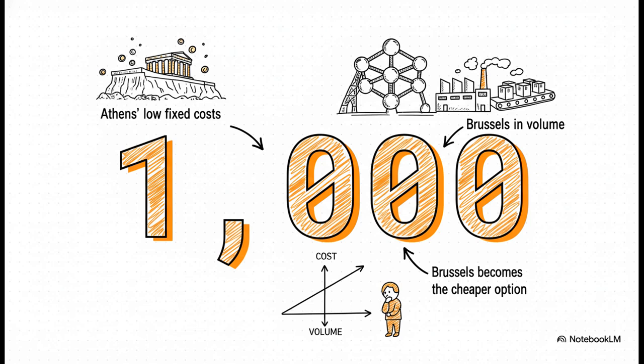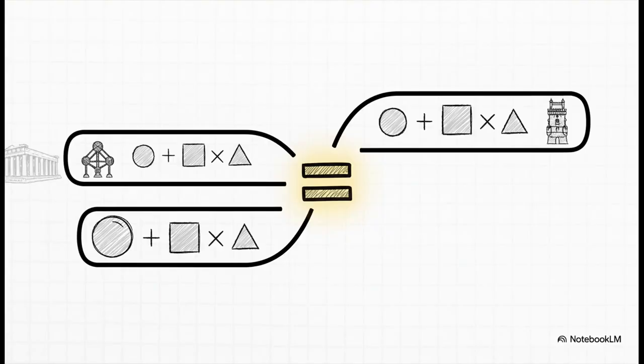So what does that mean? It means if you think you're going to make fewer than 1,000 units, Athens, with its low fixed costs, is the winner. But the moment you make unit number 1001, boom, Brussels becomes the cheaper option. Okay, so we found the tipping point between Athens and Brussels. Now let's find the next one.